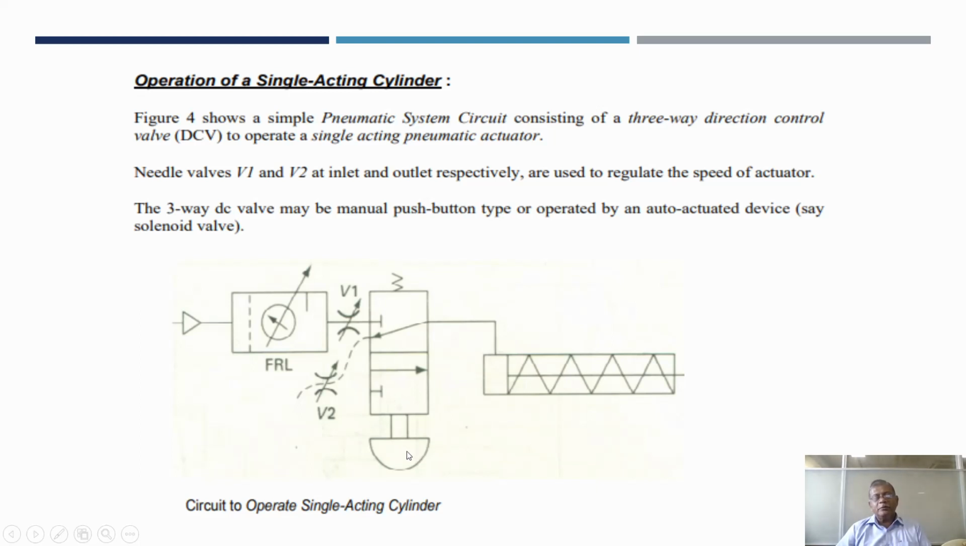Suppose the button is pushed, what will happen? This will be connected to this one. Then air will be supplied here. Then it will try to compress. The piston will be moving this side. At the same time, the spring is compressed. So when this one is released, what will happen? The air will be exhausted out to the atmosphere.